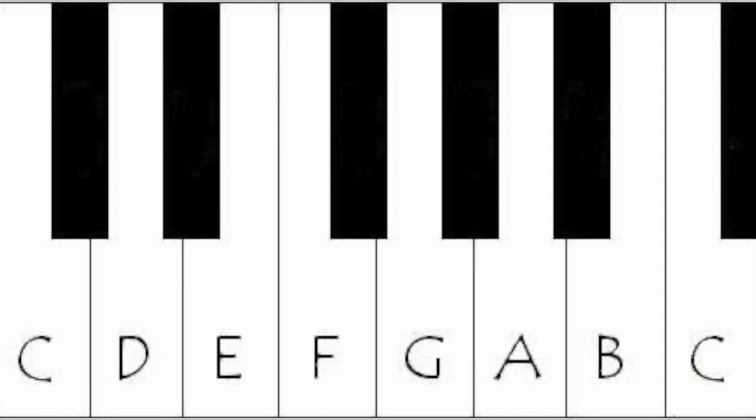And laid out in front of you here is 1 octave on a keyboard with the correlating notes written on each key. On this diagram, the note C falls to the left of the grouping of 2 black notes, while the note F falls to the left of the grouping of 3 black notes.